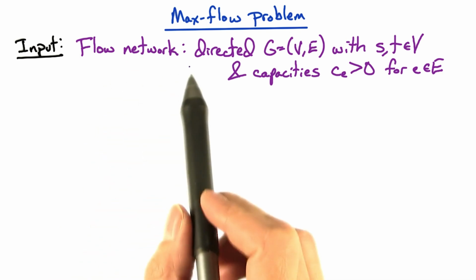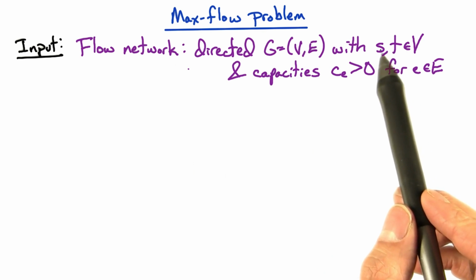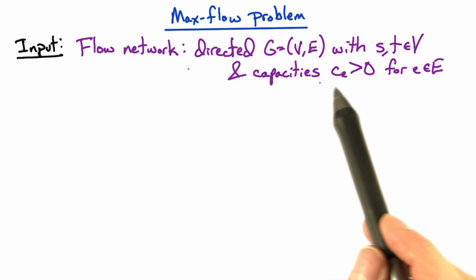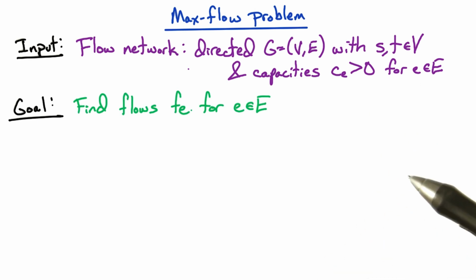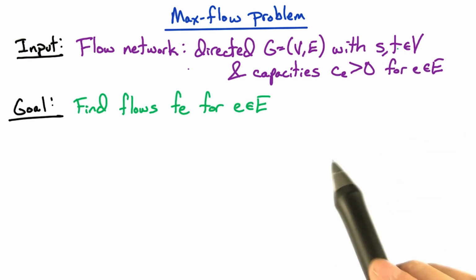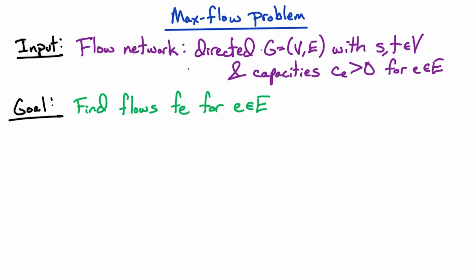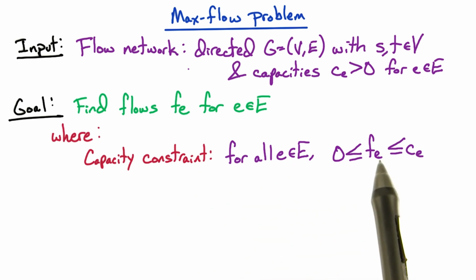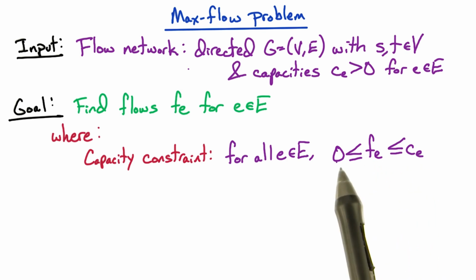So the input is a flow network. A flow network, once again, consists of a directed graph with a specified start vertex and end vertex. And for each edge, we're given a capacity, which is a positive number, specified by c sub e. Our goal is to find the maximum amount of flow that can be sent from S to T. This flow is specified by these variables f sub e for each edge in the directed graph. Now, what are the constraints on these flows? The first constraint is the capacity constraint. For every edge, the flow along that edge cannot exceed the capacity of that edge, and the flow must be non-negative.